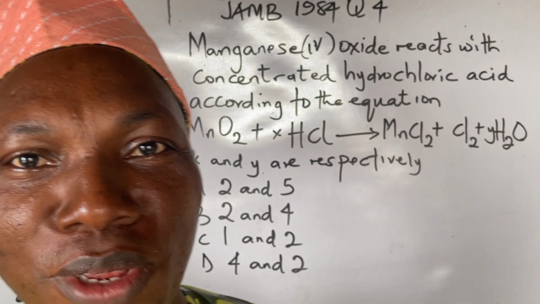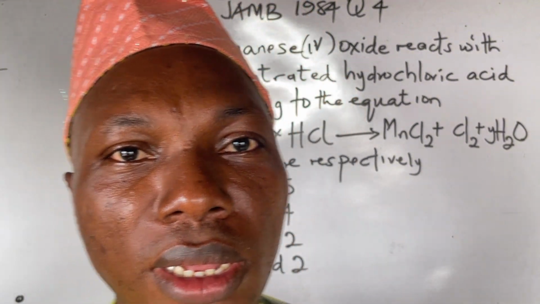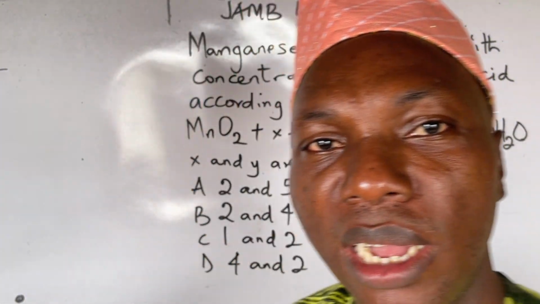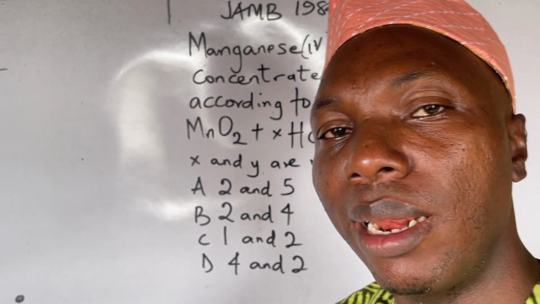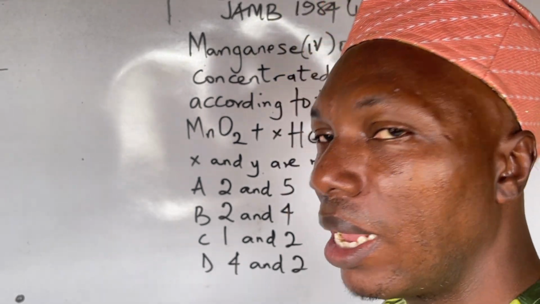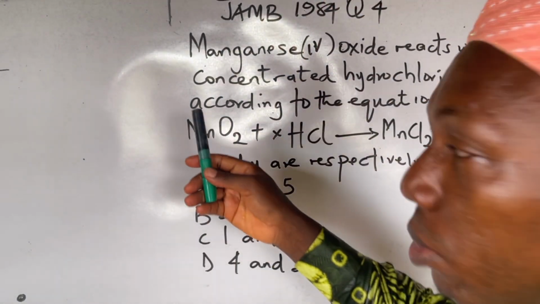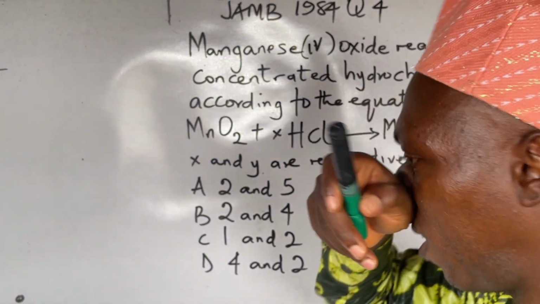Good day, friends. Today's class will be talking about balancing of chemical equations. We started the class in my last video. Today, we want to examine this question on stoichiometry, JAM 1984, question 4.